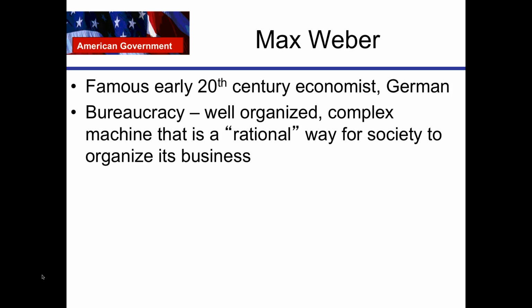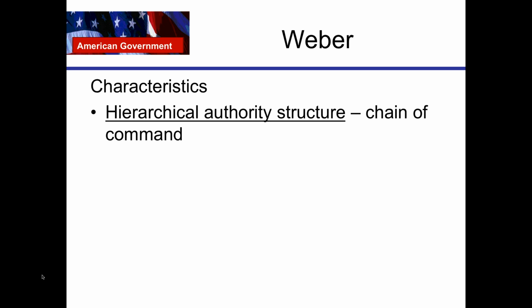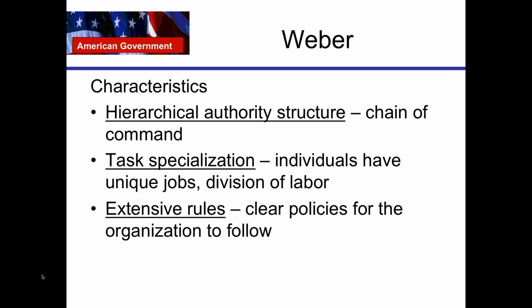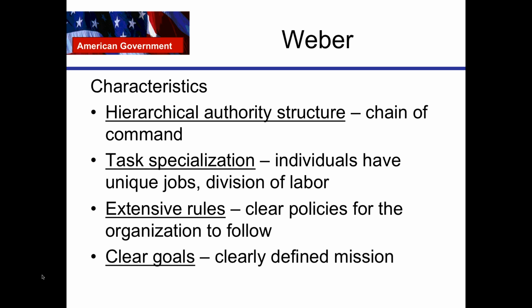So what were some of the characteristics of bureaucracy? There was a hierarchical authority structure, so there's a definitive chain of command. There's task specialization. Individuals have unique jobs. There's a division of labor between these individuals. You have extensive rules. You have clear policies for organizations, for bureaucrats. Bureaucrats are those that work for bureaucracy. So you have these clear policies that these bureaucrats have to follow. And then you have clear goals. Bureaucracy should have a clearly defined mission.